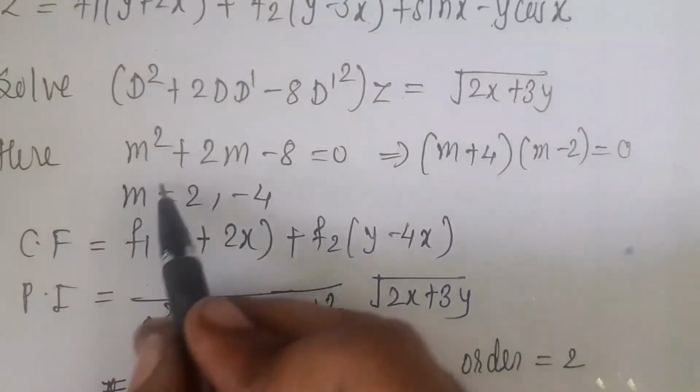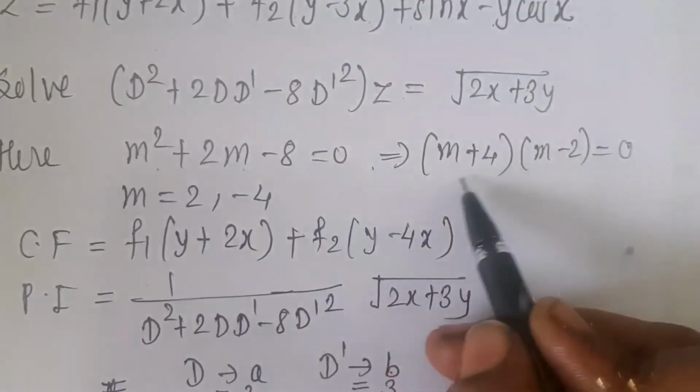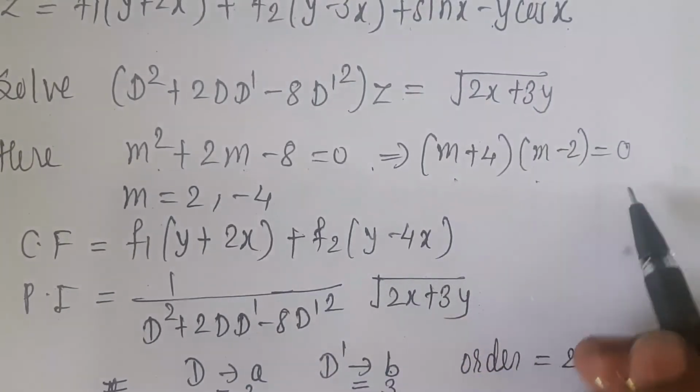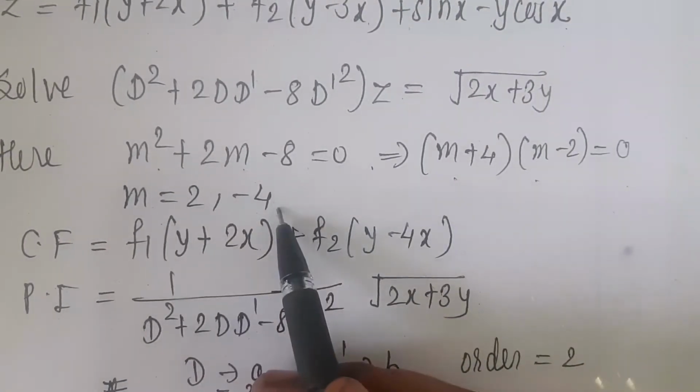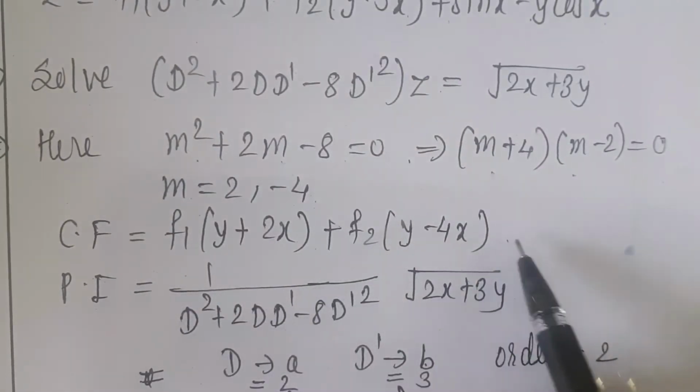So first find out the auxiliary equation: m square plus 2m minus 8 is equal to 0. Roots are m plus 4, m minus 2 is equal to 0. So m is equal to 2 and minus 4. CF is f1 of y plus 2x and f2 of y minus 4x.